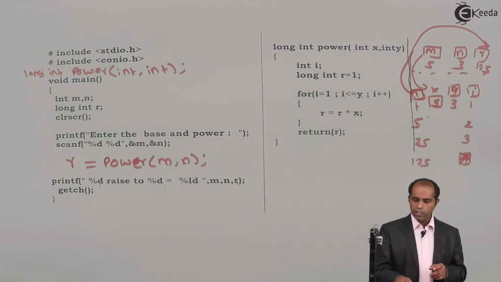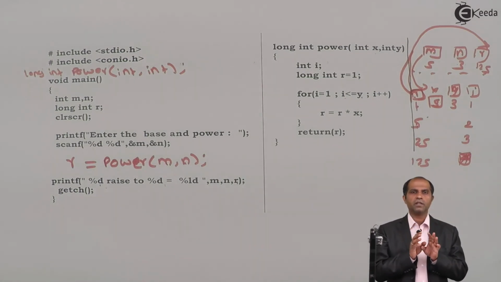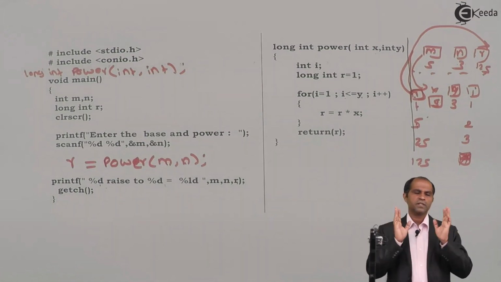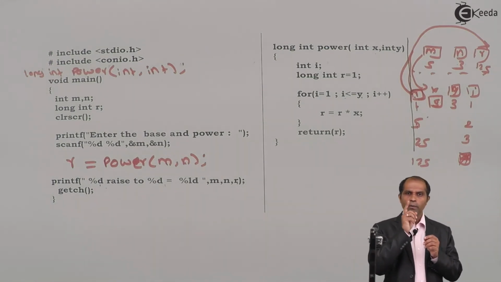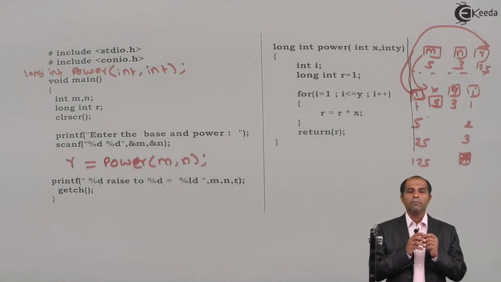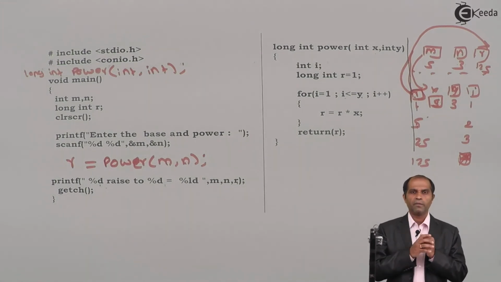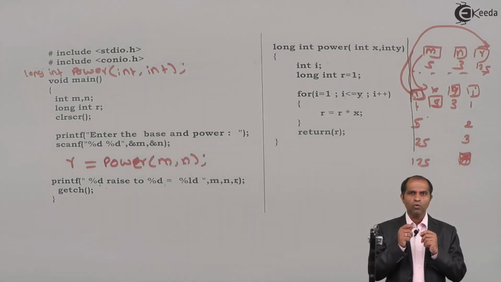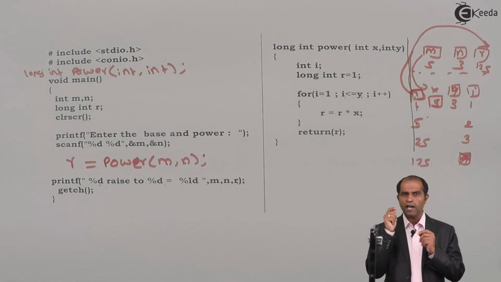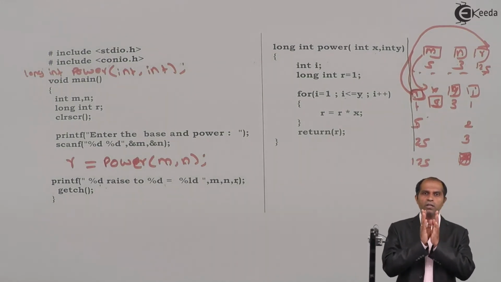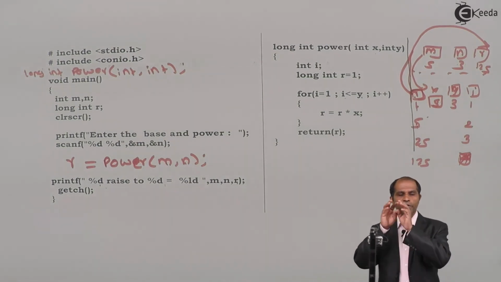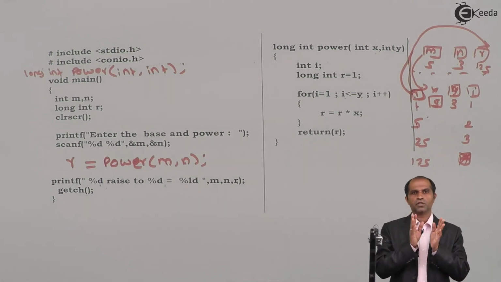So, you can use these two programs which are identical in nature. Your fact and your power function are as it is. In your fact function, we run the loop from n to 1 or 1 to n. But there r is multiplied by i. Here I run the loop from 1 to y, and your r is not multiplied by i, r is multiplied by x. Whenever the result variable is multiplied by a fixed quantity, that becomes x to the power y.